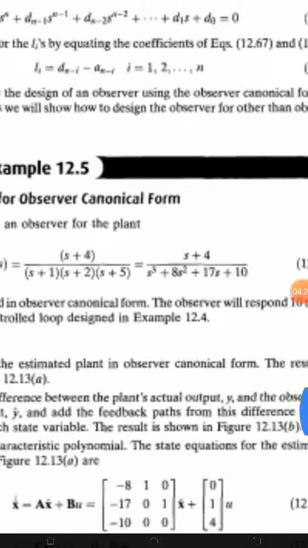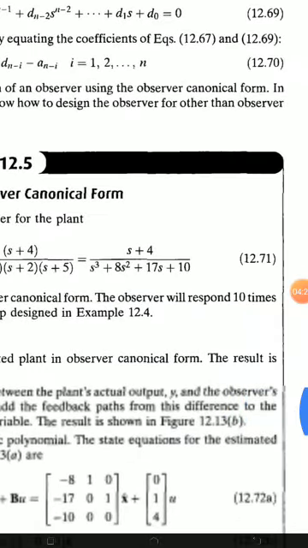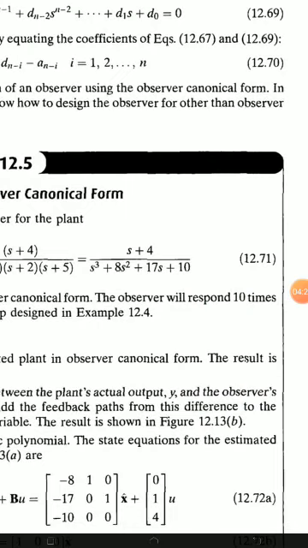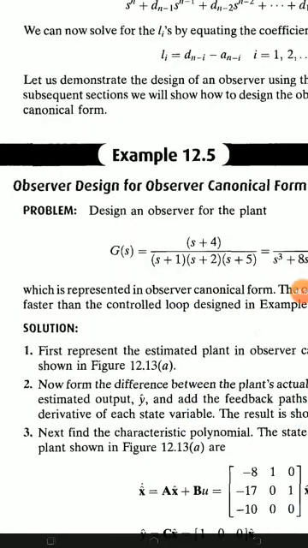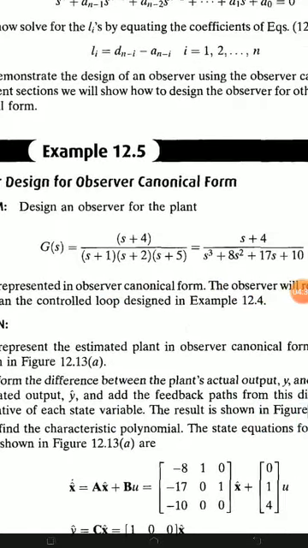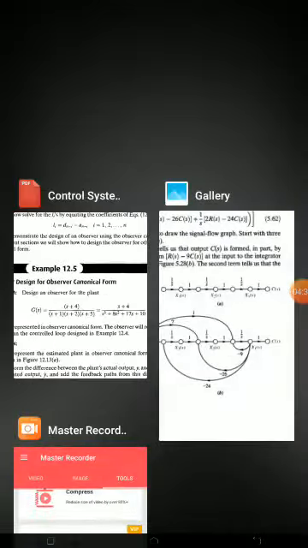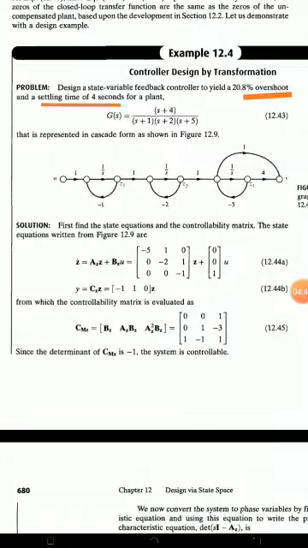right? Now the requirement or the desired specification is what he said: the observer will respond 10 times, remember 10 times, faster than the control loop designed in example 12.4. Now what is example 12.4? Here is example 12.4.